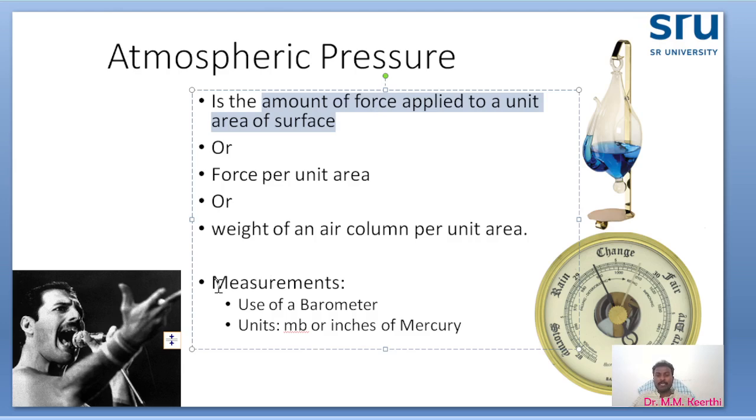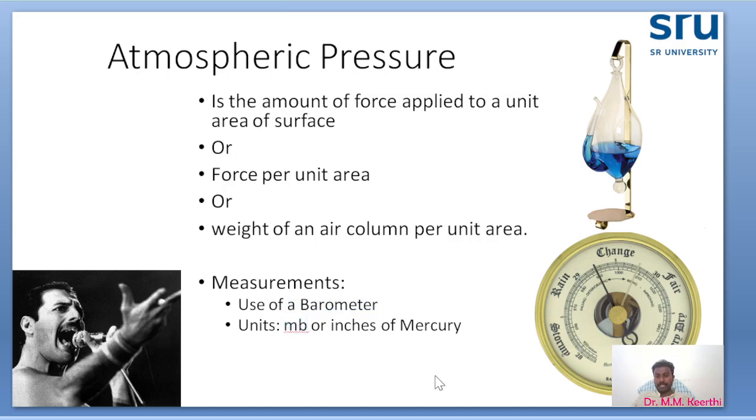Here, what is the measurement instrument? The instrument you are using is the barometer. It is used for measurement of atmospheric pressure. The unit is millibar or inches of mercury.